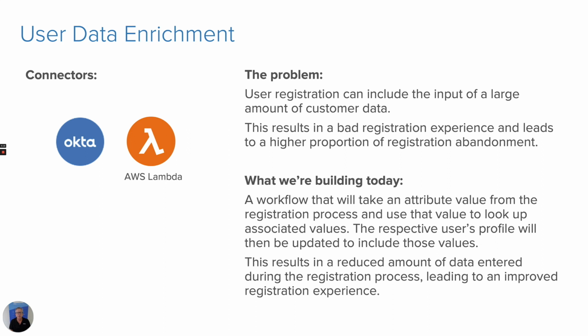A user registration process can often include a large amount of data. This obviously leads to a bad registration experience and can lead to registration abandonment. What this workflow does is uses the AWS Lambda connector to look up associated values based on a single value that the user might have entered in on the registration form. These associated values can then be updated onto the user's profile. So we have all the data that we required, but the end result is that the user has had to enter in less amount of data, thus leading to a better user experience.